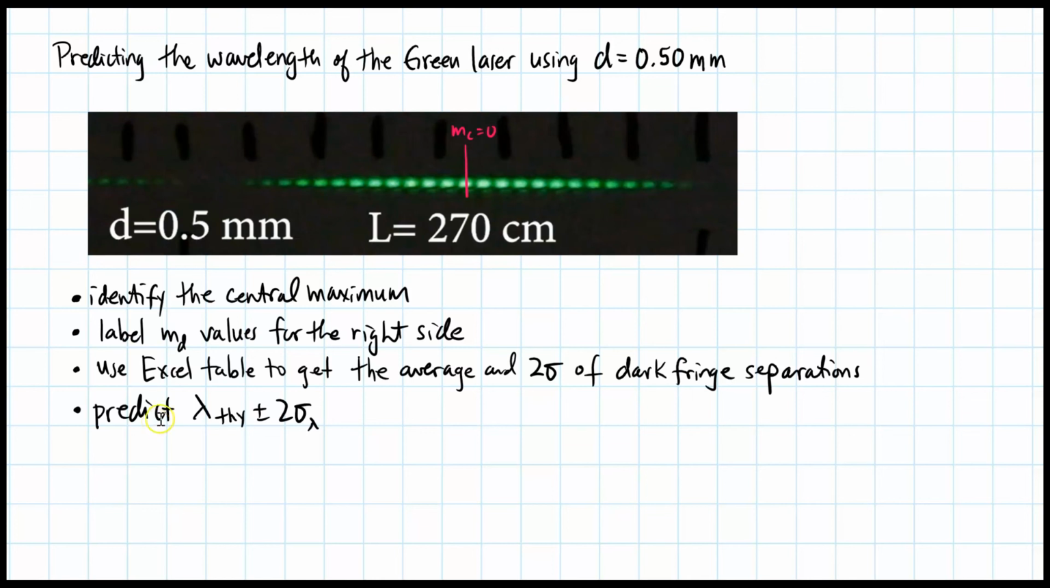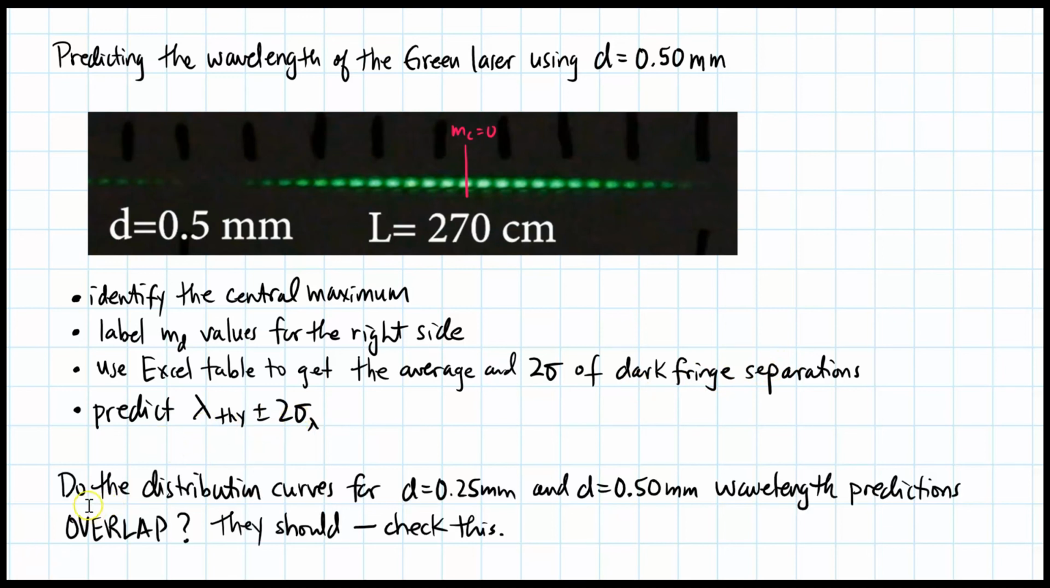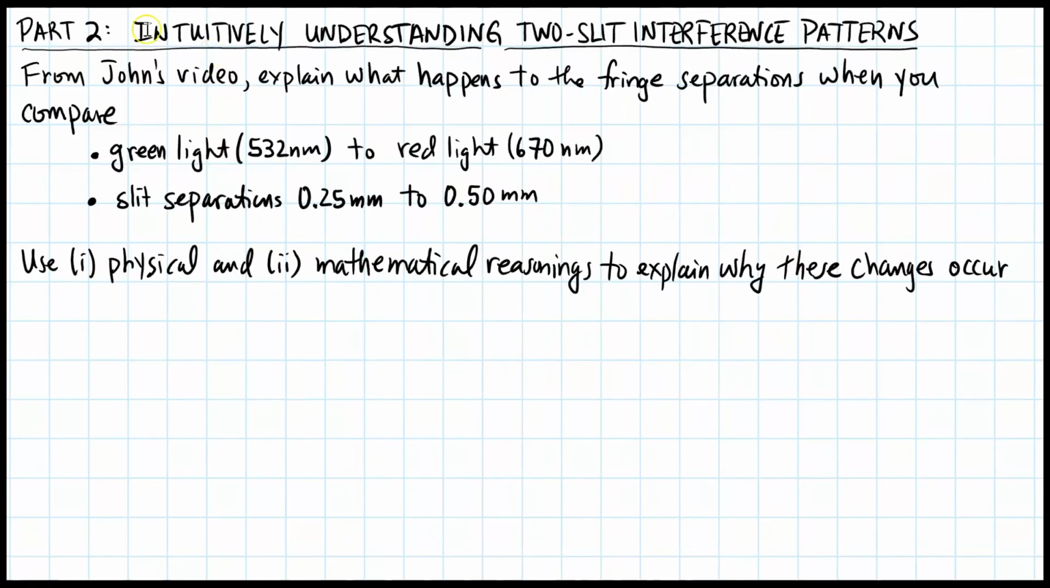Following the previous process here, identify the central max, label MD values for the right side of this pattern, use Excel in order to get the average and standard deviation of the mean of the dark fringe separations, then predict lambda. The last thing you want to do here is that you want to compare the distribution curves for little d equal to 0.25 and little d equal to 0.5 millimeters. For those wavelength predictions, those two curves should overlap. Do they? Check this.